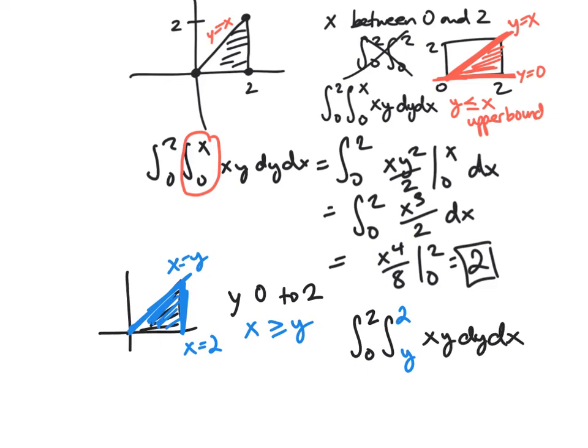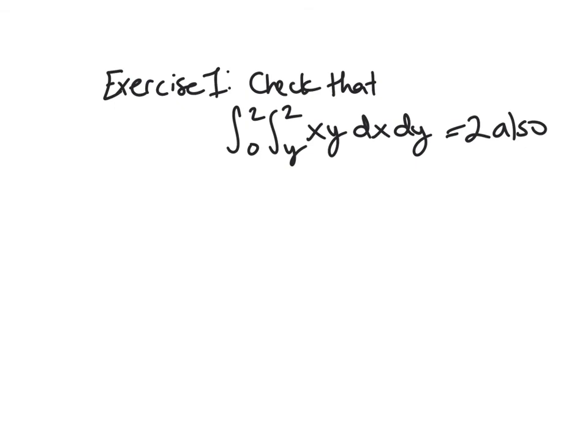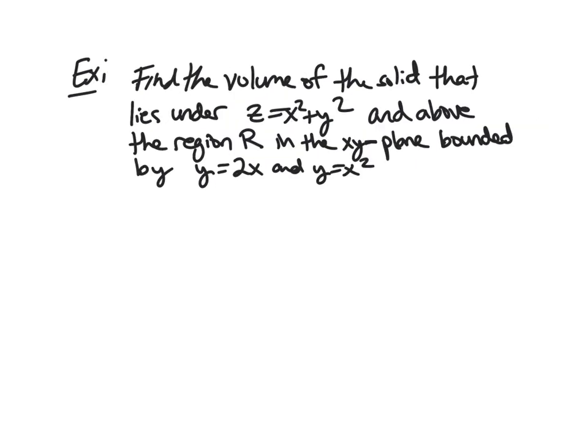And so your first exercise here, I want you to show that you actually get the same result, right? So obviously, if we can write it both ways, we should be getting the same result both ways. So I want you to compute this and show that this also equals 2. So let's look at another example.